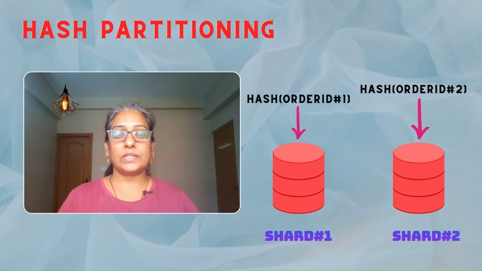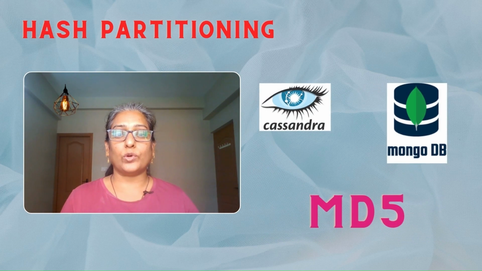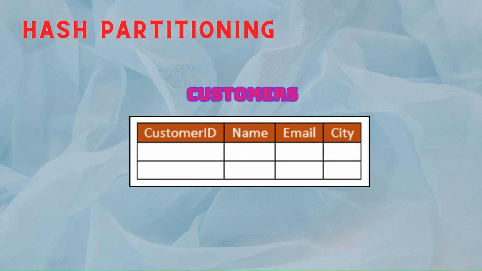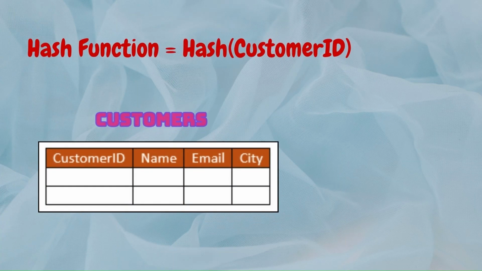Hash partitioning divides the data into partitions using a hash function on a column. For example, Cassandra and MongoDB use MD5 as the hash function. Let's consider an example of hash partitioning a customer database. We have a table called customers with the following columns: customer ID, name, email, and city. To apply hash partitioning, we partition the customers table based on the customer ID column.